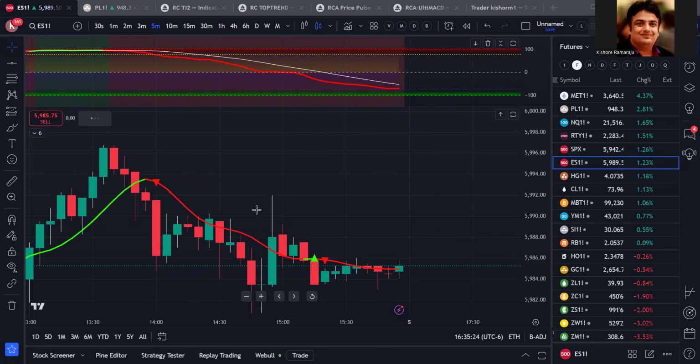Thinkorswim means Charles Schwab, which is another brokerage platform.